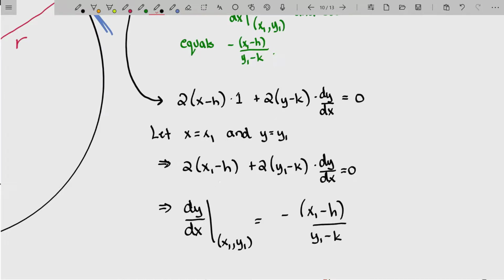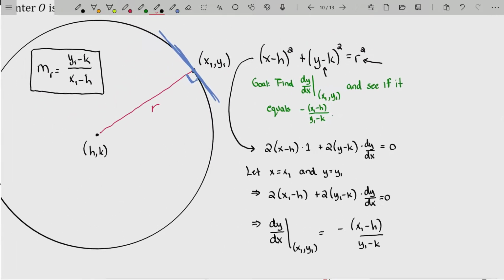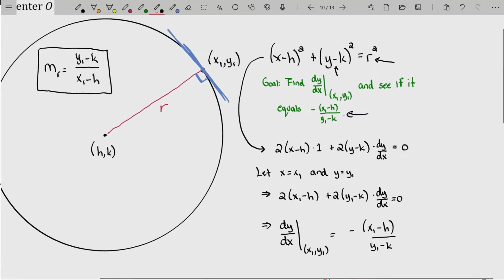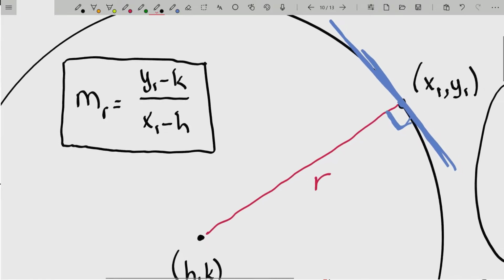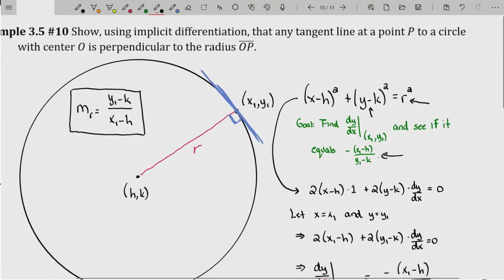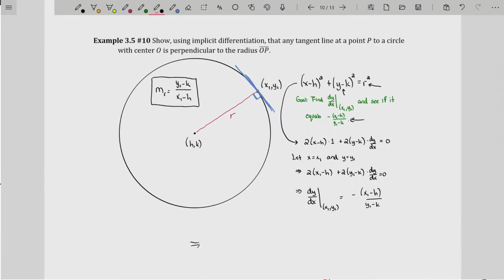The 2's will cancel in the division. And is that what we wanted to get? Yeah, actually, it's exactly what we wanted. We wanted to showcase the slope of the tangent line at that random point is the same as the opposite reciprocal of the slope of the radius at that point. And therefore, the radius must be perpendicular to the tangent. So this implies radius and tangent are perpendicular.